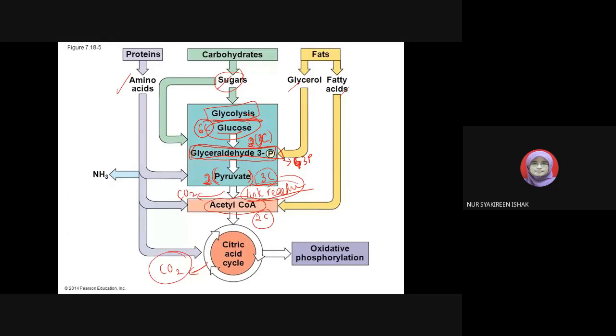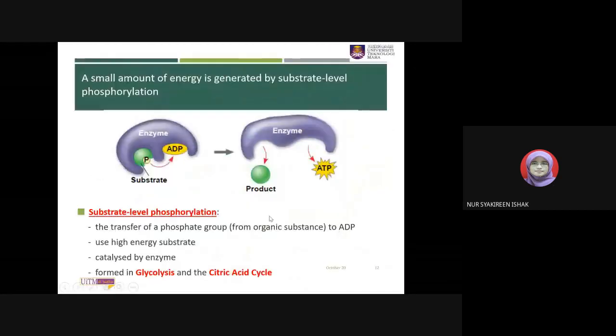So the products of glycolysis, link reaction and citric acid cycle, which are NADH and also FADH2, will enter into the oxidative phosphorylation stage to produce ATP. Okay, so that is how cellular respiration occurs. It depends on the cell. Some cells produce 30 ATP for cellular respiration altogether, and some cells produce 32 ATP molecules for the whole cellular respiration reaction. Okay. So next is substrate level phosphorylation.